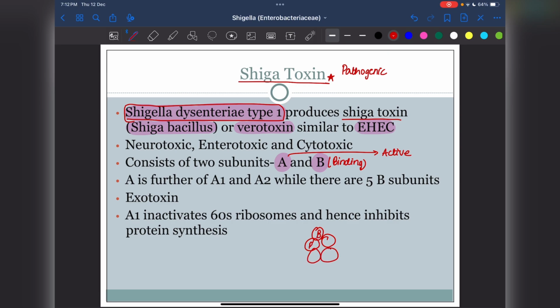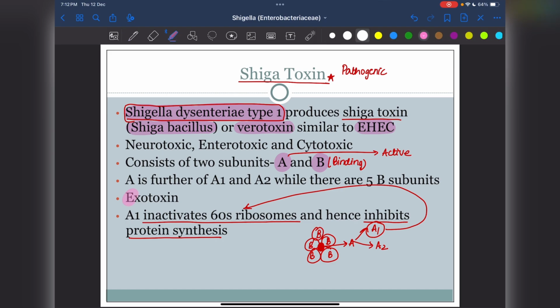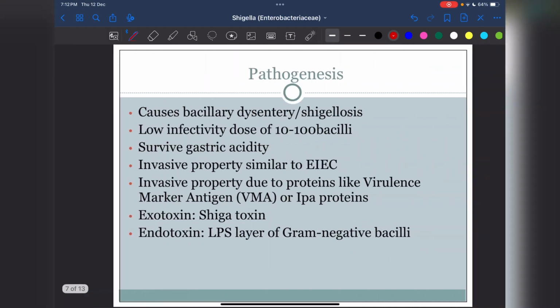These are B subunits. There are 5 B subunits, and in between there is the A subunit. And A is further divided into A1 and A2, out of which A1 acts on the 60S ribosome and inactivates it, and thus inhibits protein synthesis. Also an important point to learn is that Shiga toxin is an exotoxin. It's not an endotoxin but an exotoxin, so it's proteinaceous. We are going to study some proteins in the next slide as well.